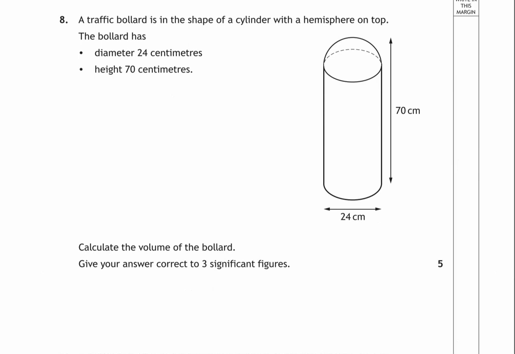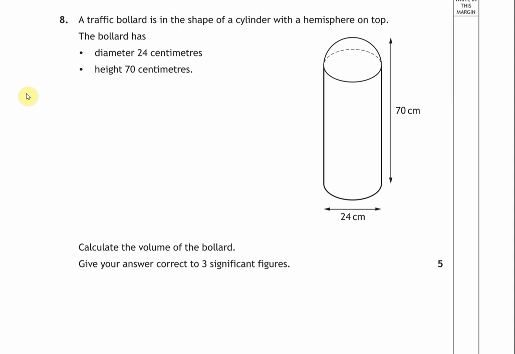So we can see that this is out of 5 marks, which means there is going to be a lot of work involved, because we're going to have to find the volume of these individual shapes, and then we'll bring them together, because this can be broken up as a composite shape. This bollard comprises a hemisphere and a cylinder.